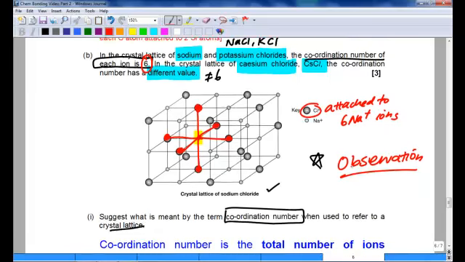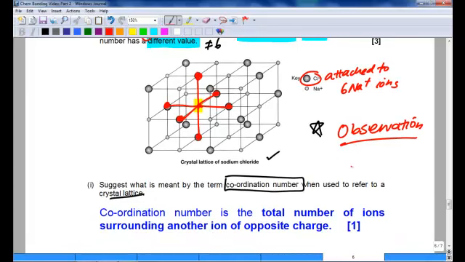Moving on from here, it should mean that the coordination number is the total number of ions surrounding another ion of opposite charge. This is what we went through in this diagram. The Na+ is surrounded by 6 Cl-, and each Cl- is surrounded by 6 Na+. That gives us the coordination number. I hope you have gotten this. If you have gotten it, congratulations.